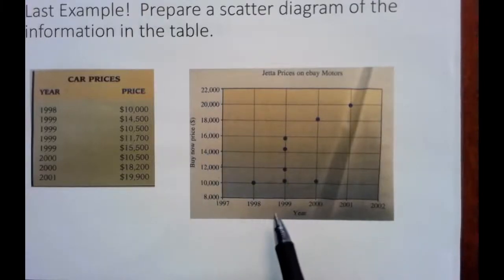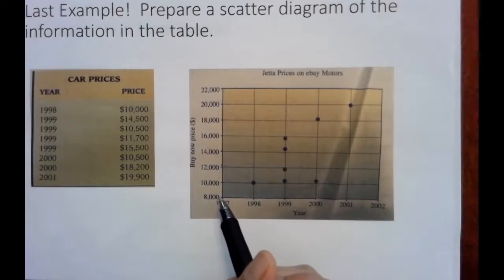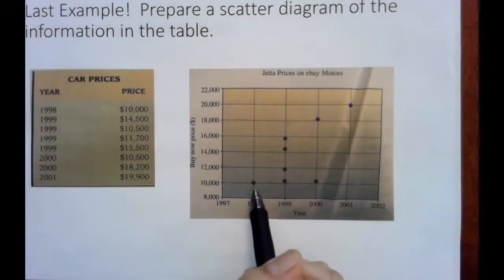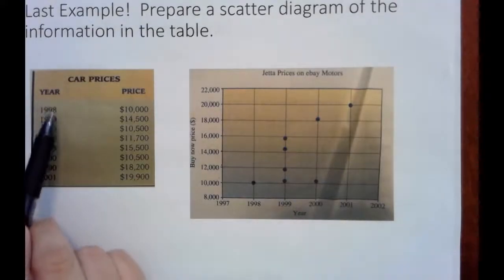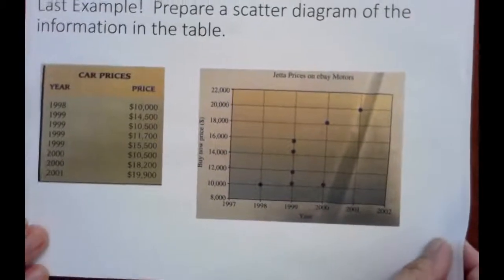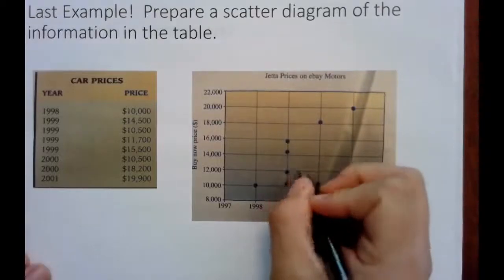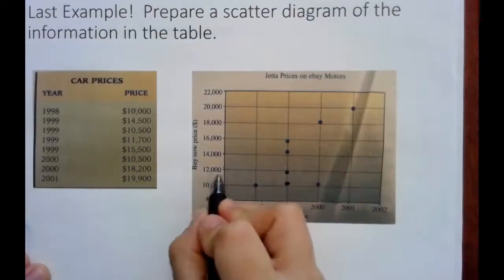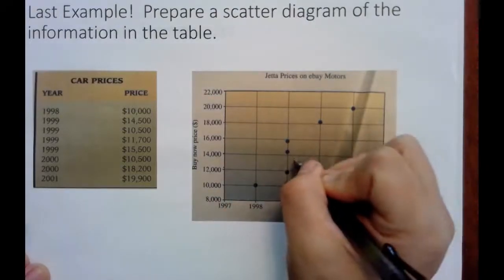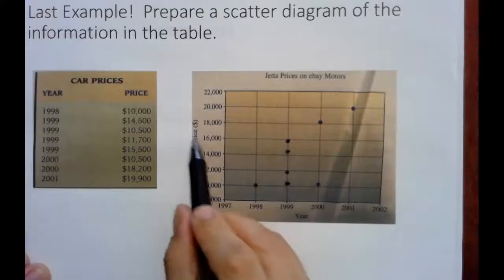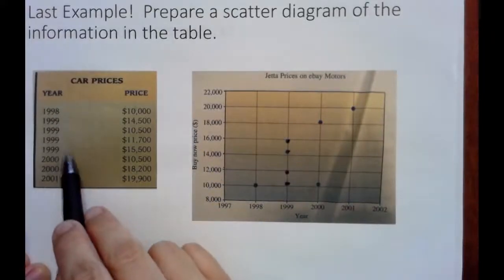Okay, then you can see we start from 1997 and go on to 2002, we're good. In 1998, the price was 10,000, so that's our dot right here. 1999 has 3 prices. Here it has 14,500, 10,500, and 11,700. So there it is, you have 10,500, 11,700 is closer to 12, and then we have 14,500, and then finally 15,500, which is closer to 16,000. So we had 4 data points for 1999, sorry.